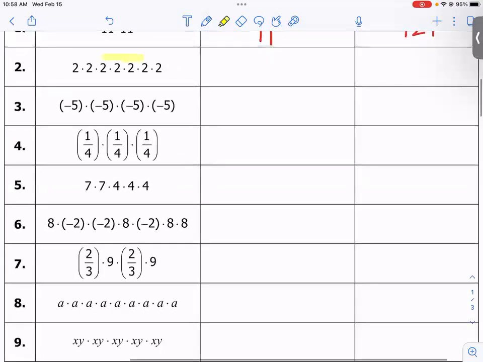Okay. What about this right here? Corin, how many 2's are being multiplied together? So this we would write as 2 to the 7th. What is 2 times 2 times 2 times 2 times 2 times 2 times 2?